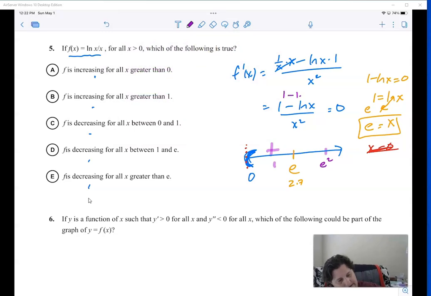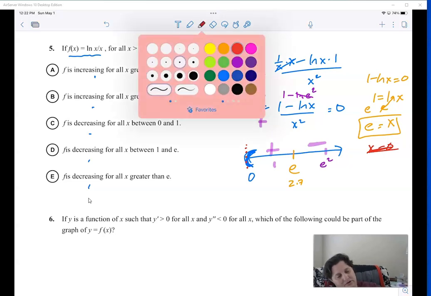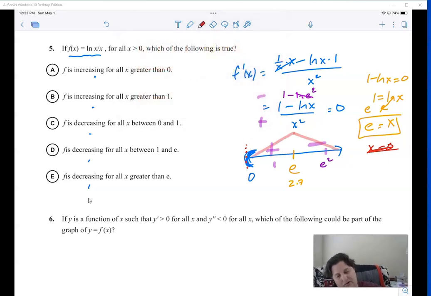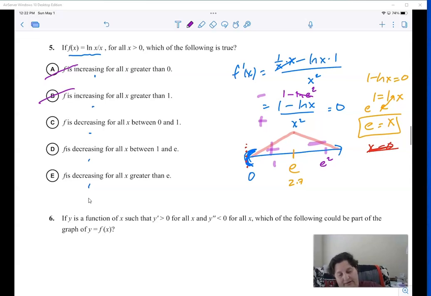Okay, so check this out. 1 minus the ln of e squared. Well, ln of e squared cancels out, and so 1 minus 2 is negative. E squared squared is positive, so this is negative, okay? So I'm looking at increasing, decreasing. Increasing for all x, that is definitely not true. Increasing greater than 1, that is not true. Increasing between 0 and 1, that's not true. Decreasing between 1 and e, that is not true. Decreasing greater than e, that's true. Everything bigger than e. Yep. All right.